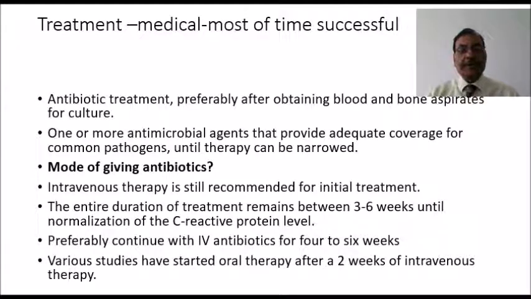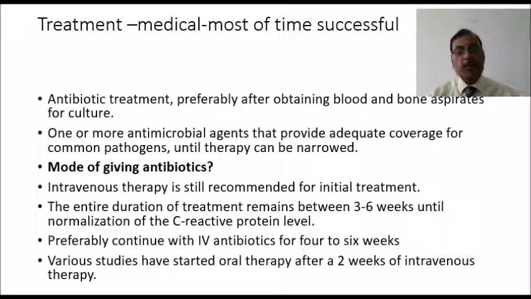So about the treatment, remember in acute osteomyelitis, most of the time medical treatment is quite successful. For that, one must give antibiotics only after obtaining blood and bone aspirates. Do the bone aspirate first, because once you give the antibiotics, the aspirate will not show positive culture. Remember, sometimes one or more antimicrobial agents may be useful to be given to the patient.